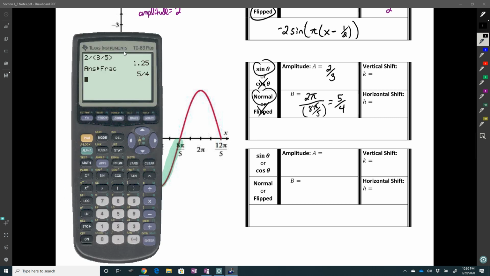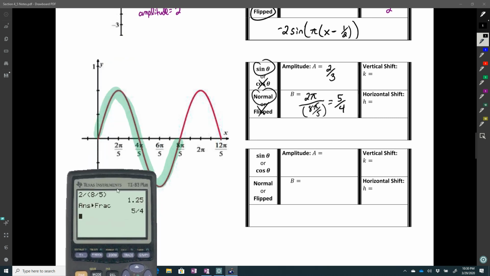All right, so the x-axis goes right through the middle, so there's no vertical shift. We started at x equals 0, so there's no horizontal shift. And so my equation is a normal sine wave, so it'll be 2/3 sine of 5/4 x.